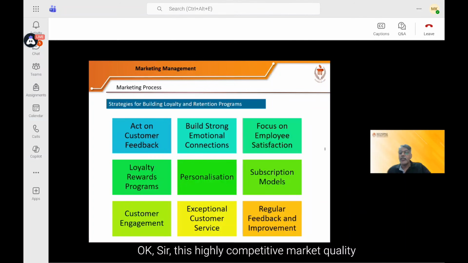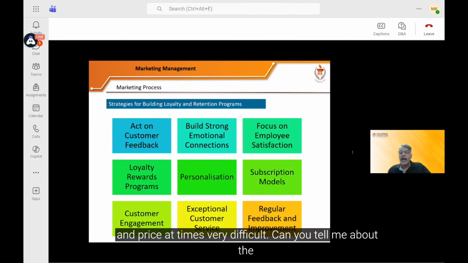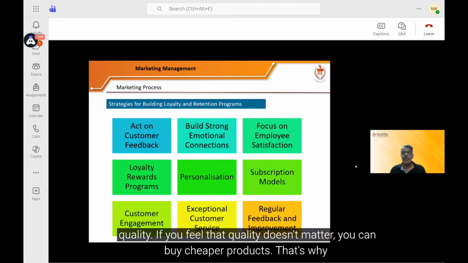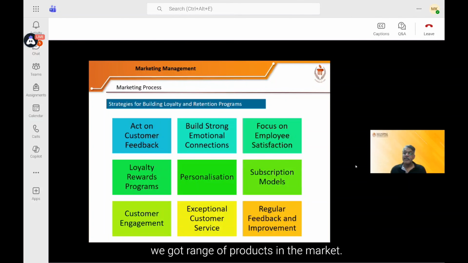Okay, sir, in this highly competitive market, balancing quality and price is at times very difficult. Can you tell me about the solution to cope with it? In a highly competitive market, definitely, see, Aman Yadav, if you want to compromise on quality, you will have to pay a high price. Better the price, better the quality. If you feel that quality doesn't matter, you can buy cheaper products. That's why we have a range of products in the market.